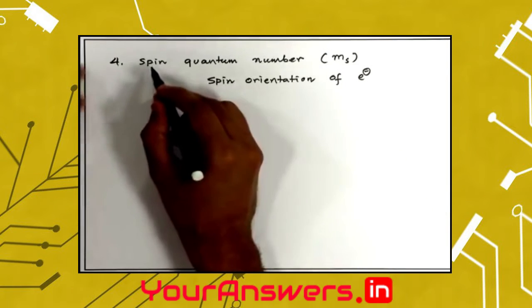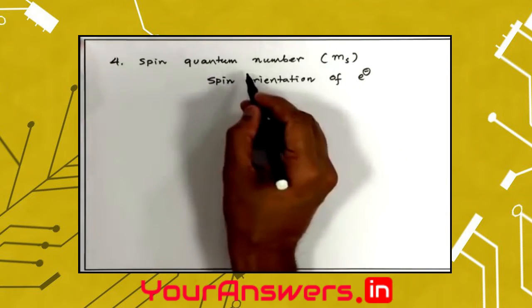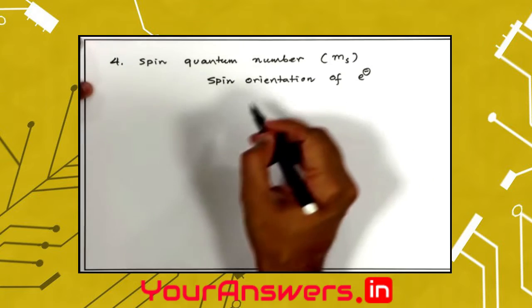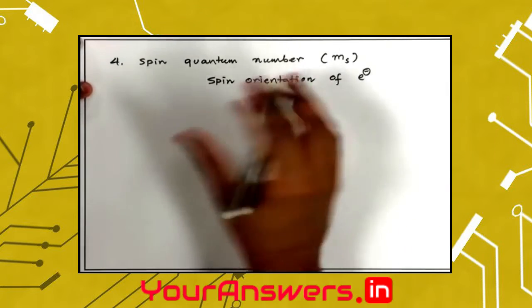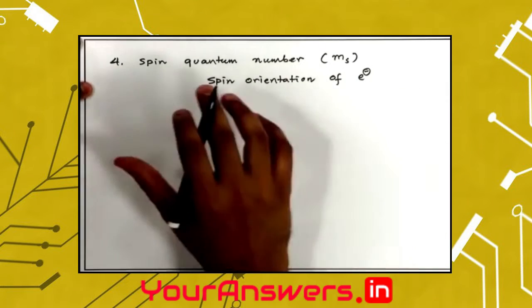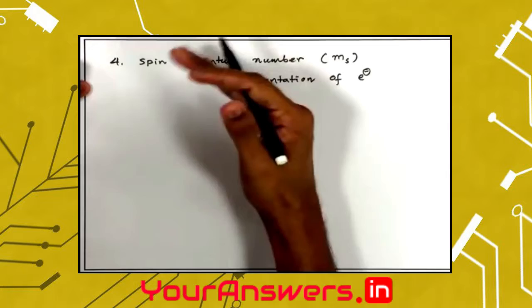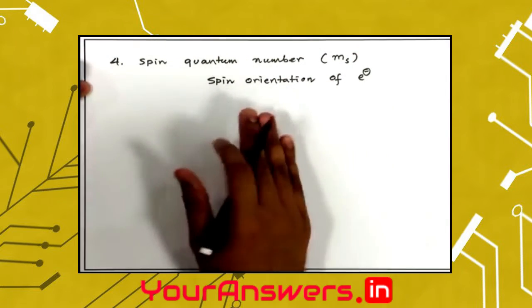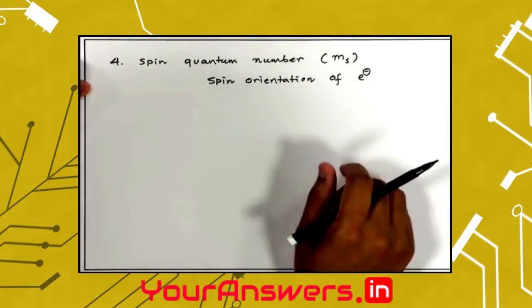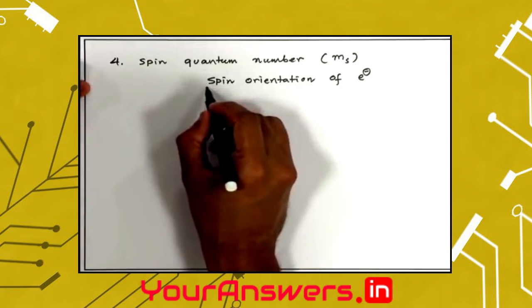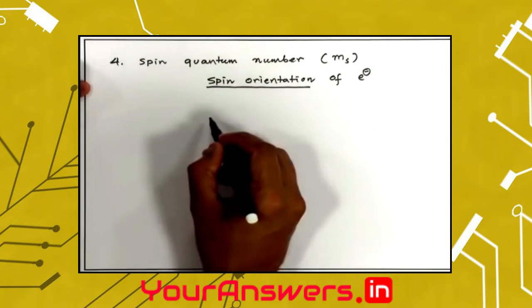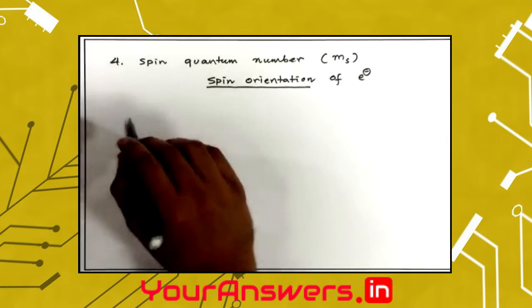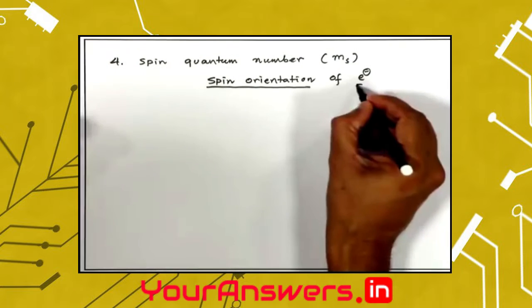Remember, when we discussed magnetic quantum number, we said that magnetic quantum number signifies the orientation in space of the orbital, in x axis, y axis, z axis, or on the xy plane or on the yz plane, and so on. But spin quantum number talks about the spin orientation. It is not spatial orientation, it is spin orientation of an electron.